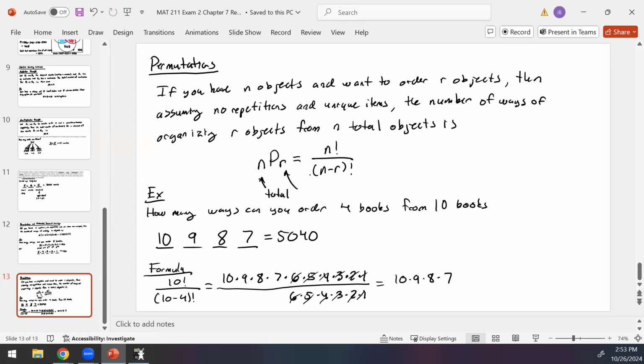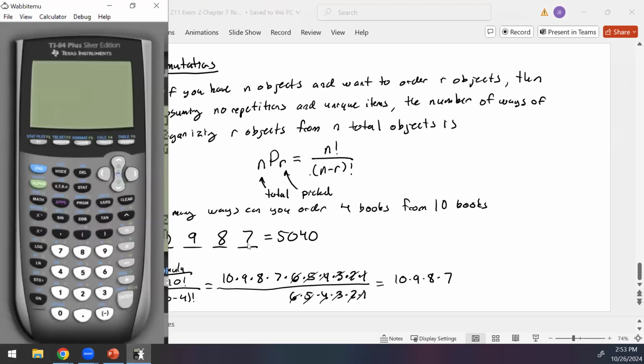And then this is what you have picked, right? So it's your objects, whatever you pick. So for me, it's going to be 10. You have to type in the number first, your total, hit the math button, and then go to PRB for probability, and it's the second option right there. And then nPr, and then 4, right? And then 5040, or 10 times 9 times 8 times 7, 5040, right?